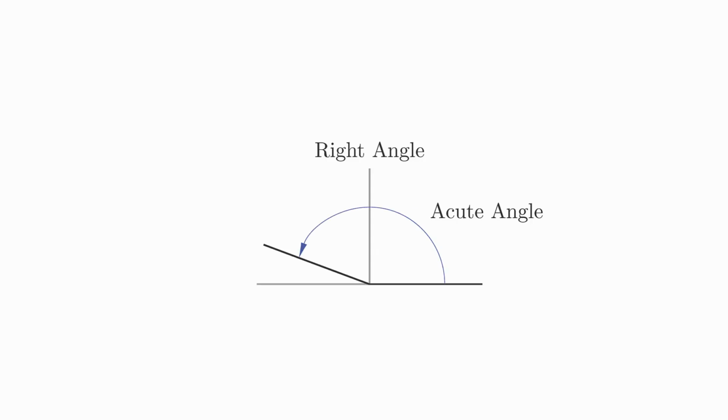If the initial and terminal side are perpendicular to each other, we say that they form a right angle. If the angle is smaller than a right angle, then we say it is an acute angle. If the angle is larger than a right angle, but does not exceed the angle of a straight line, we say that it is an obtuse angle.